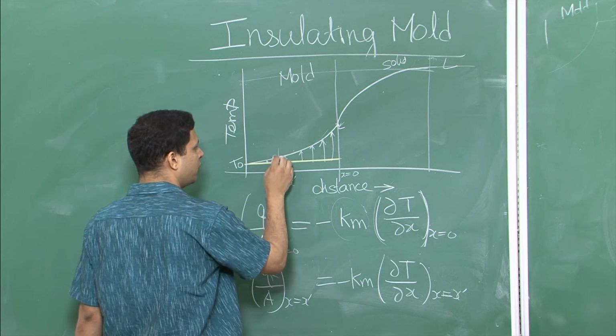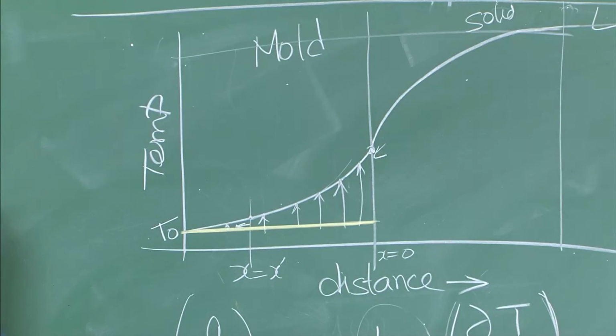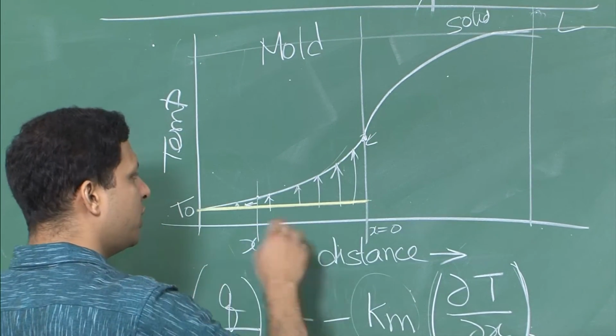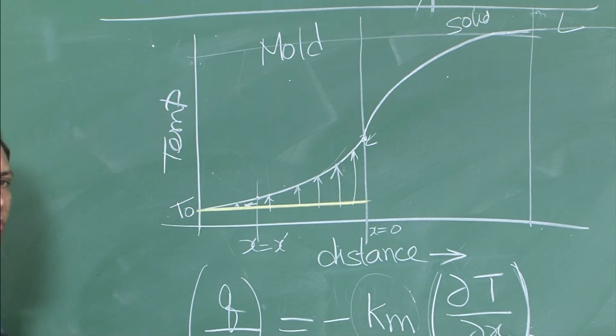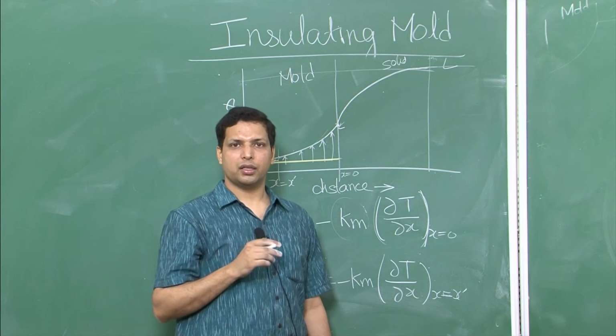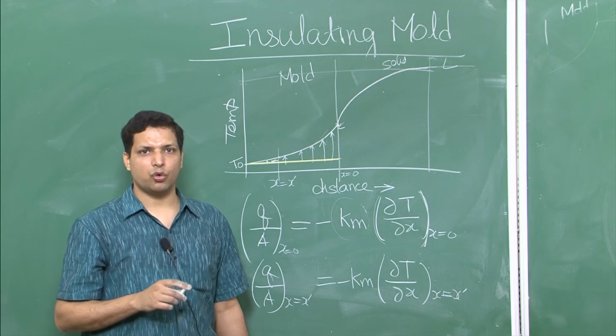So a smaller amount of heat is coming over here, and in an insulating mold, what you expect is that the length of the mold is such that by the time the outside of the mold starts to get heated up, your solidification has taken place. So that is what the semi-infinite insulating mold condition means.